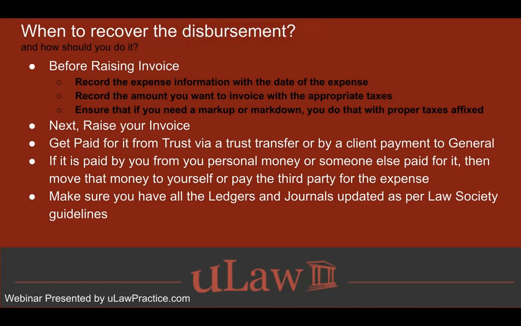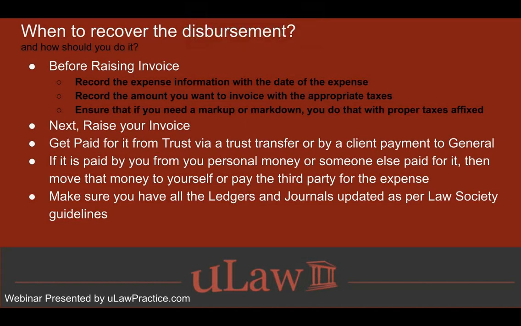So to keep it clear, there are only two ways you can get paid for the legal fee and disbursements. One is the trust method, where you move money from trust to the general, and then from the general to the personal account further if you have paid using your personal account. Or two, if you don't have a trust account, you generally get the client payments into the general account.